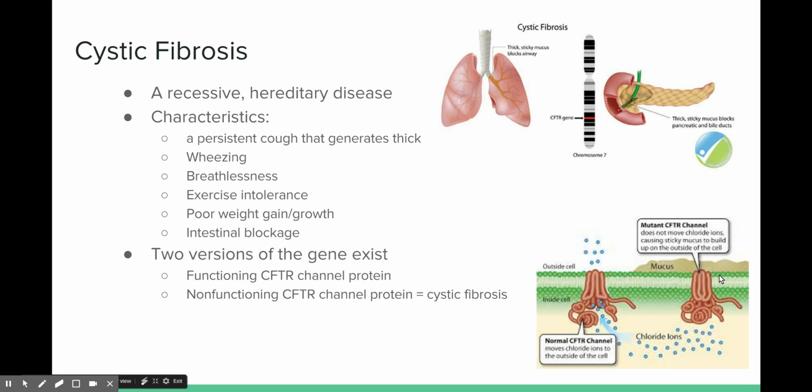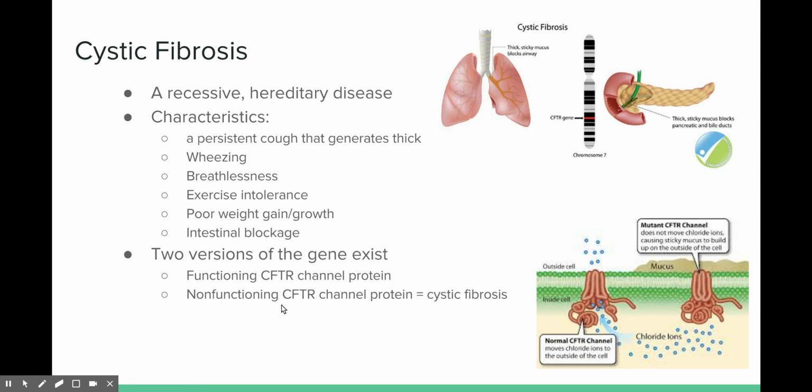And that water is a part of mucus that causes mucus to get thicker and thicker because water is leaving it. And that mucus then prevents materials from getting across the cell membrane as it should. So that's a little bit about cystic fibrosis. Anyway, we have found that there's a functioning version of the gene and there's a non-functioning version of the gene.